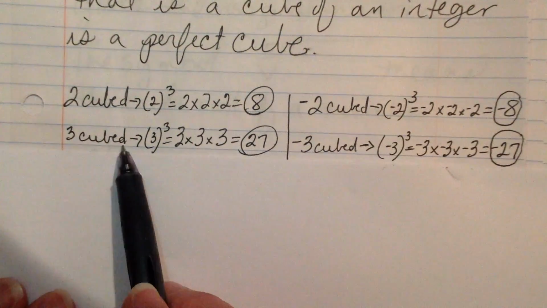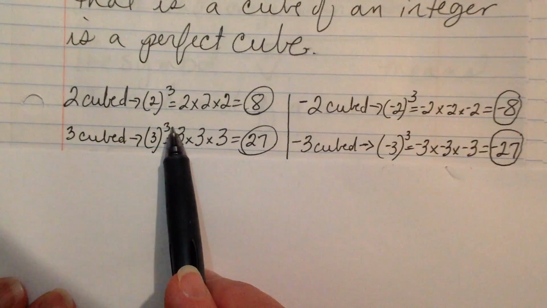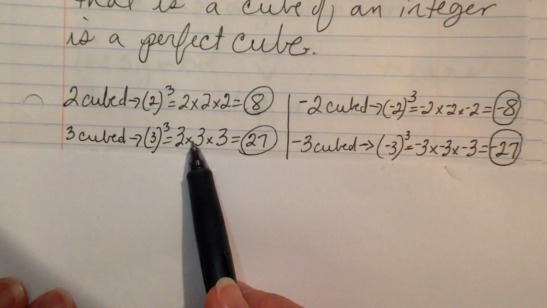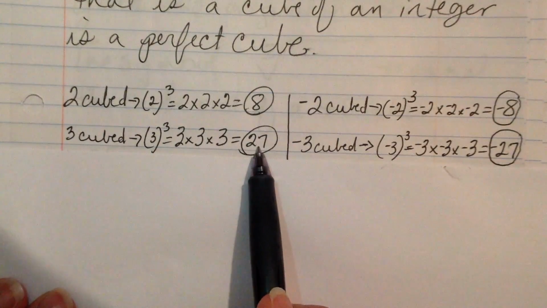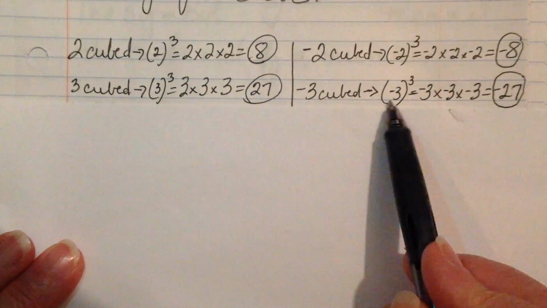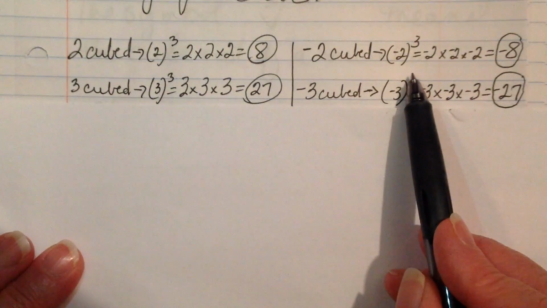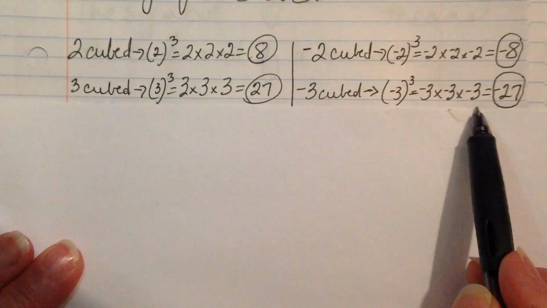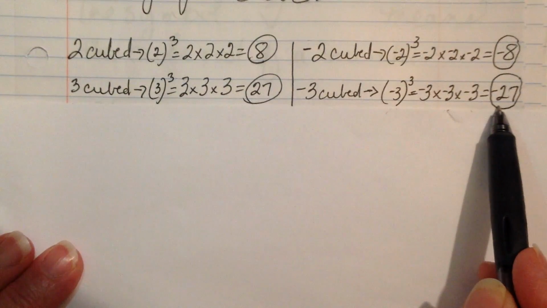Let's look at 3 cubed. 3 to the third power is 3 times 3 times 3. 3 times 3 is 9. 9 times 3 gives you 27. Negative 3 cubed. Negative 3 inside the parentheses raised to the third power means negative 3 times negative 3 times negative 3, which gives you negative 27.